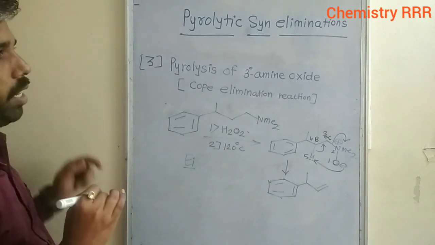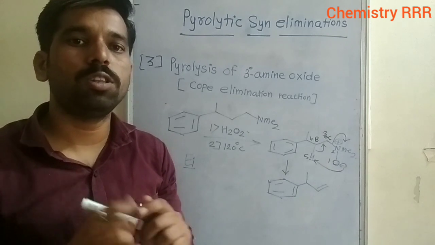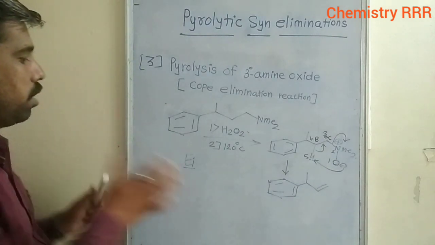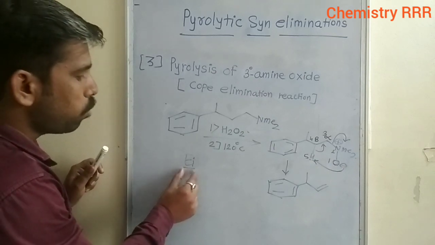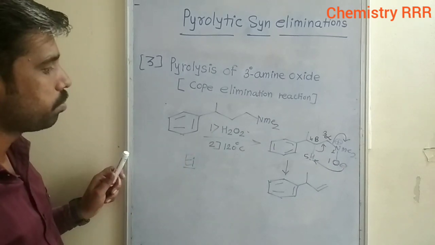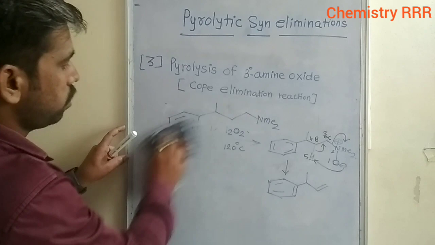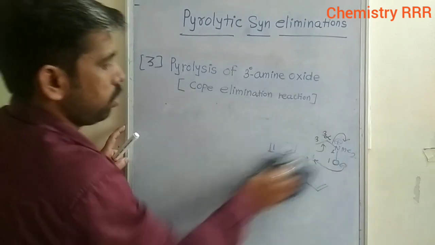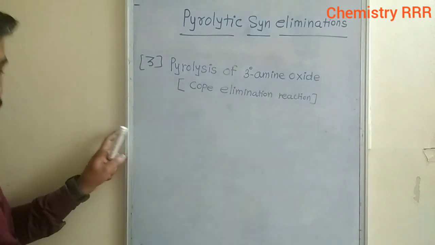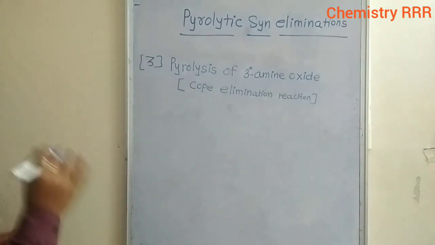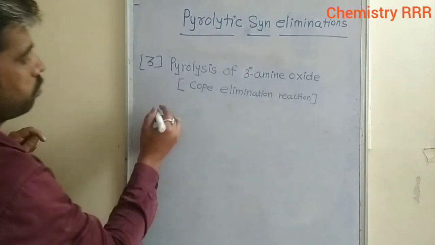Now this reaction involves the Ei mechanism. All these syn pyrolytic elimination reactions involve the Ei mechanism, that is an intramolecular elimination reaction. Ei means intramolecular elimination. Now let's discuss the second example of the Cope elimination reaction, or simply pyrolysis of tertiary amine oxide.